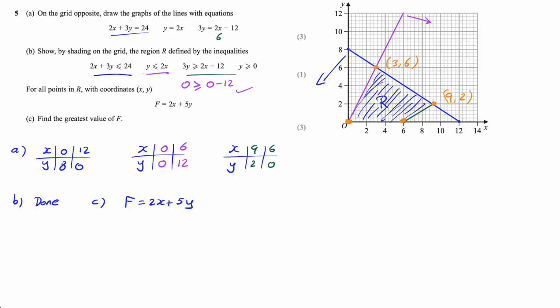So I'm going to sub in 3, 6, and then I get 2 times 3 plus 5 times 6, which is 36. Okay, done. That, guys, is question 5.